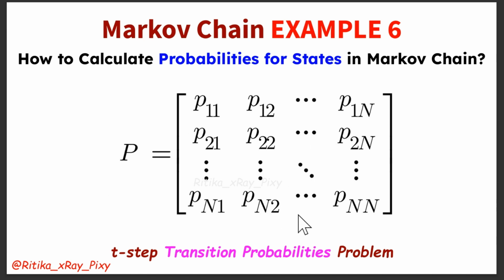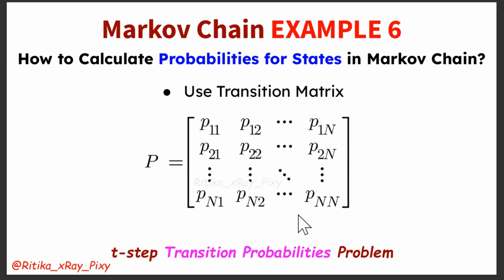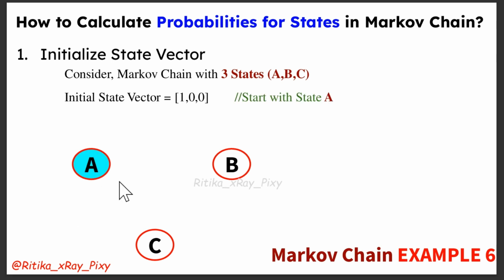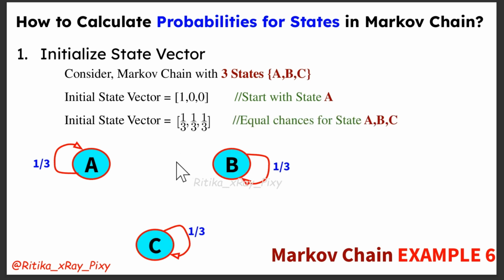Now the next question is how we will calculate the probability for a state in Markov chains. Generally we use the transition matrix and apply it repeatedly to determine probabilities of each state after a certain number of steps. So here first we initialize the state vector that represents the probability for each state. For example, suppose we have three states A, B and C, and if you are 100% sure that you will start at state A, then the initial state vector is 1, 0, 0. And in the second case, if you have equal chances for states A, B and C, then the initial vector is 1/3, 1/3 and 1/3.